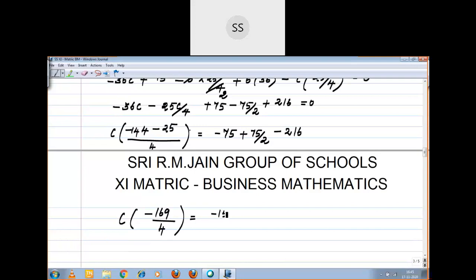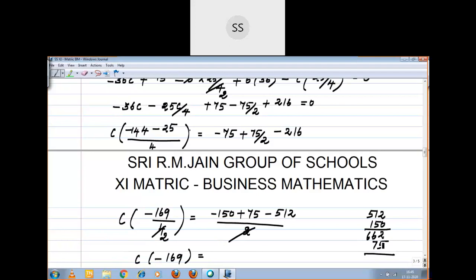Now, C into minus 169 divided by 4 equal to minus 150 plus 75 minus 216 into 2, that is 512 divided by 2. Then you have to cancel. Now, C into minus 169 equal to 512 minus 150. You have to add, both are negative. Am I right, children?